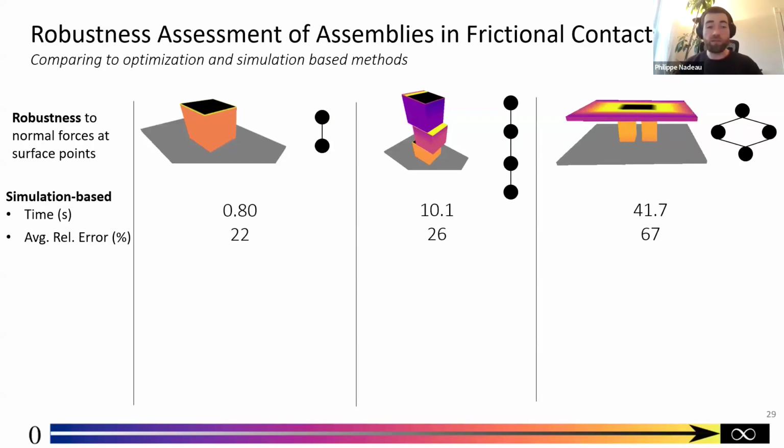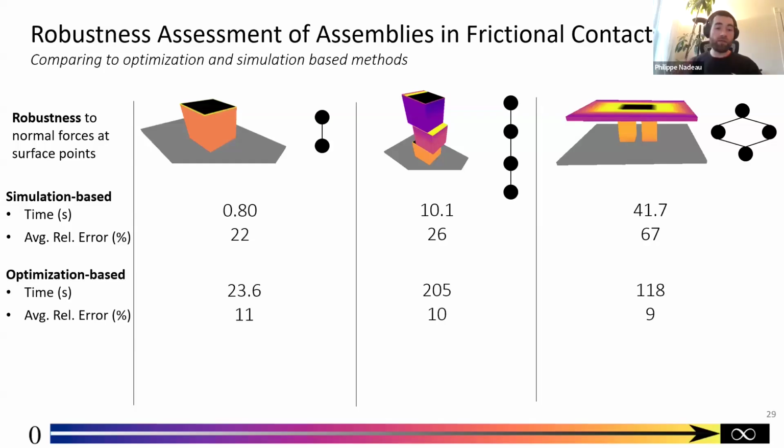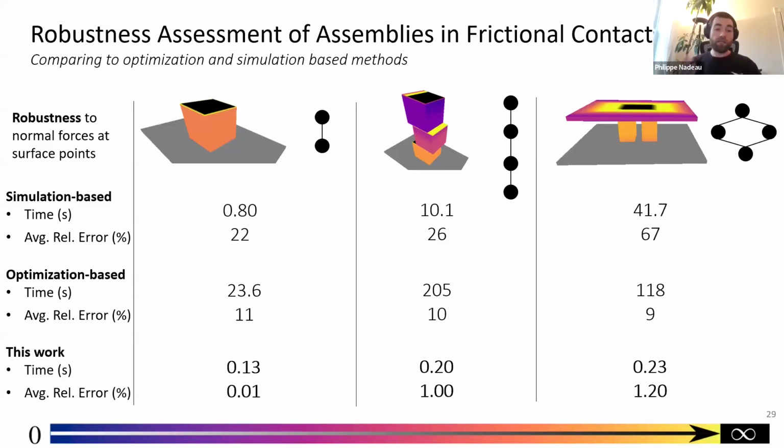According to our results, the simulation-based method is quite slow and also quite inaccurate, especially with the table scene. The optimization-based method is already much more accurate, but is very slow. In contrast, our method produces a much more accurate result and does it much faster in all cases.